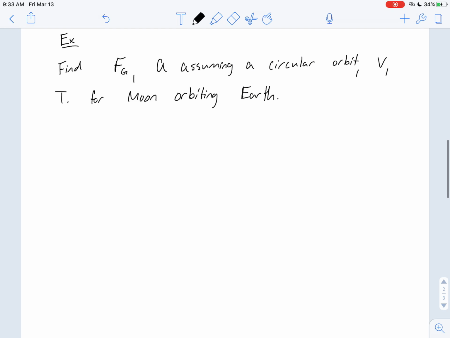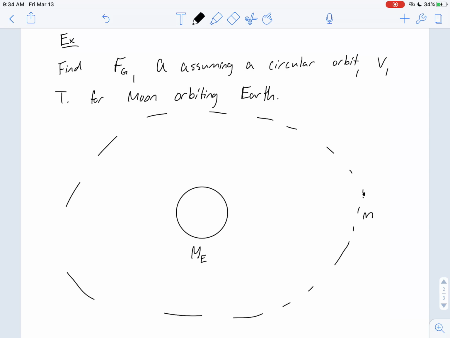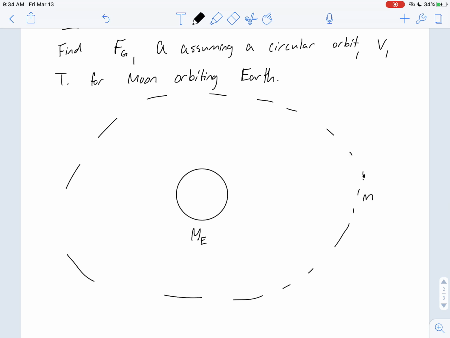Okay, so here's a picture of what that looks like. Here is the Earth, ME for Earth, and then we've got the moon. Just draw a dot for the moon, it has mass m, and it is going to be orbiting in a perfect circle. Not really a perfect circle, but you get the idea. We are interested in how far away the Earth is from the moon.